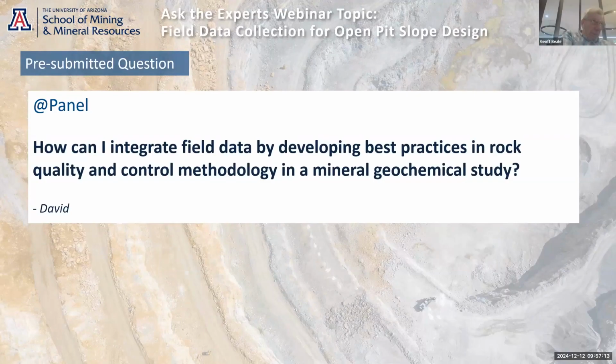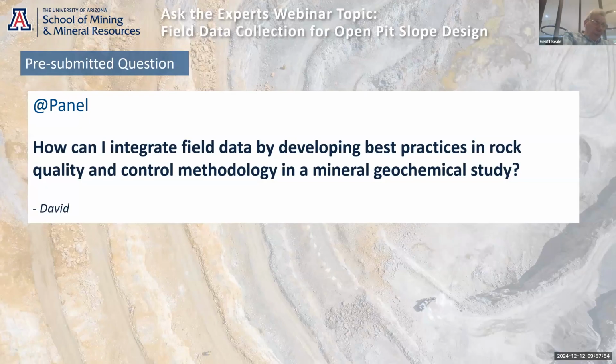So I'll take a stab at that. I guess it's a little bit of an ambiguous question, but I'll take a stab at it. If you're looking at mineral geochemistry, i.e., ore body geochemistry, then one of the key things you look at is alteration, the way that relates to different mineral assemblages. And obviously alteration is a key thing for slope design also.